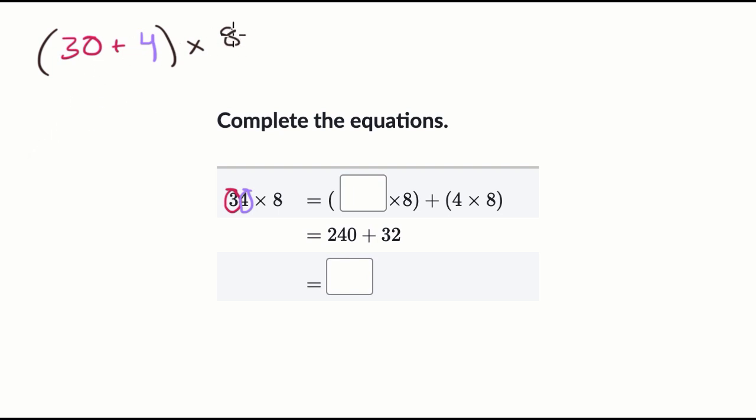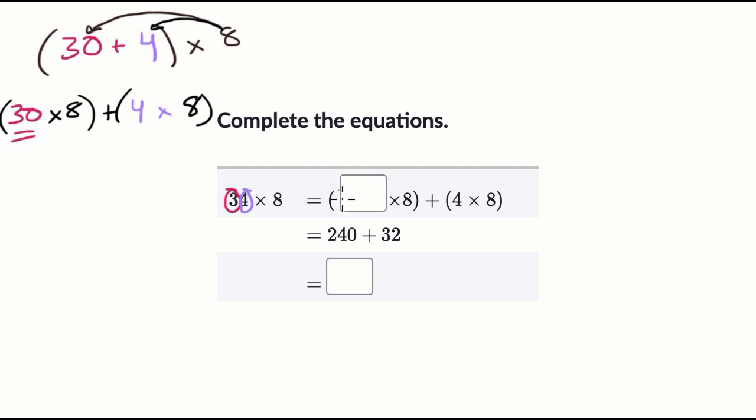And so if you apply the distributive property, that's going to be 30 times 8 plus 4 times 8. So what do we have right over here in this first step? Well, they have something times 8 plus 4 times 8. So that something is going to be 30.